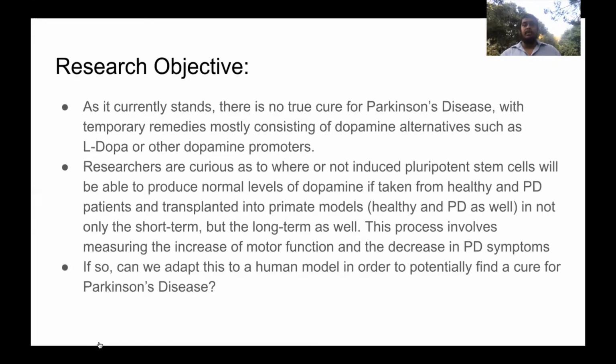What they want to do in this case is take cells from human patients who are both healthy and PD patients, and transplant those into primate models, which are also in this case healthy primates, as well as primates with Parkinson's induced by MPTP. Obviously this is a scientific study. We want to apply this to a human model. We want to see if this works in the long term, most importantly, because short term, yes, it may do something, but the most important question is whether this can be used as an effective cure for Parkinson's.